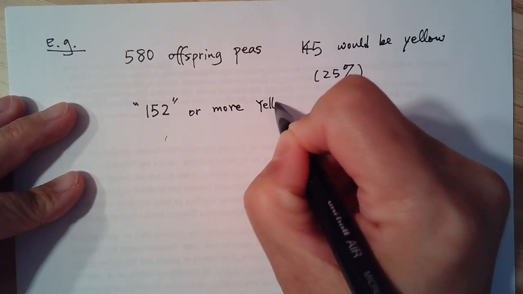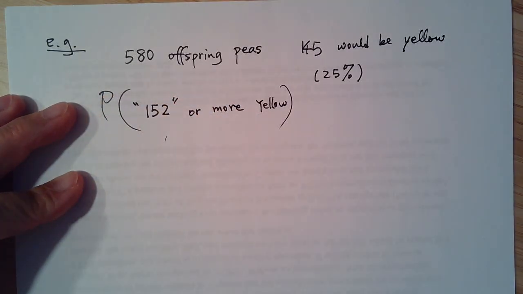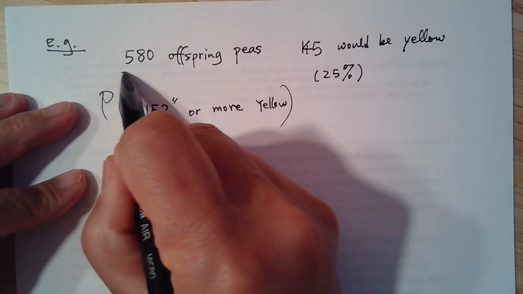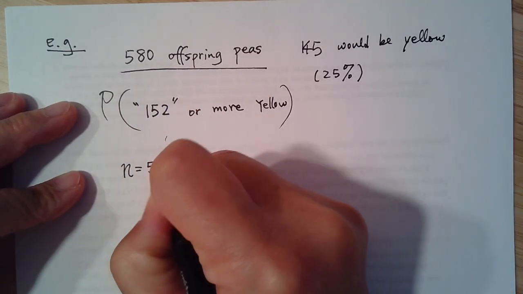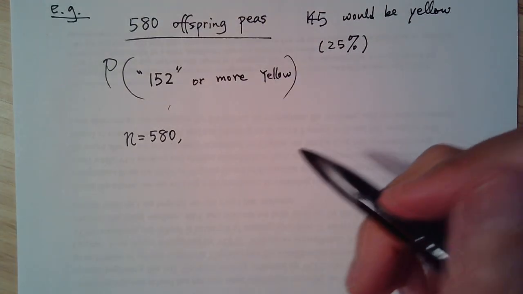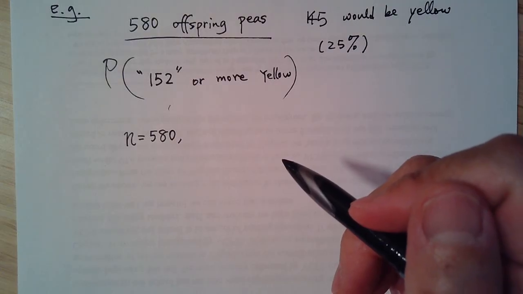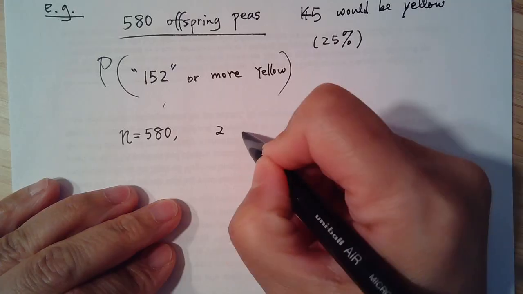yellow peas. I'm looking for this. Okay, what is the probability that you're going to have 152 or more yellow peas? All right, now this is n, right? So your n is 580. Okay, and for each pea, it is going to be either yellow or not yellow. So 2 possible outcomes. Okay, is that right? 2 outcomes.